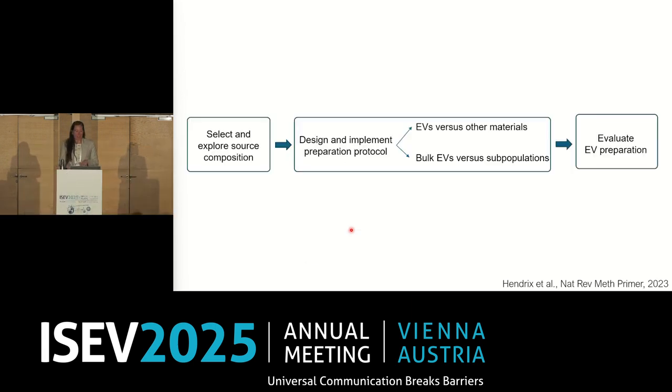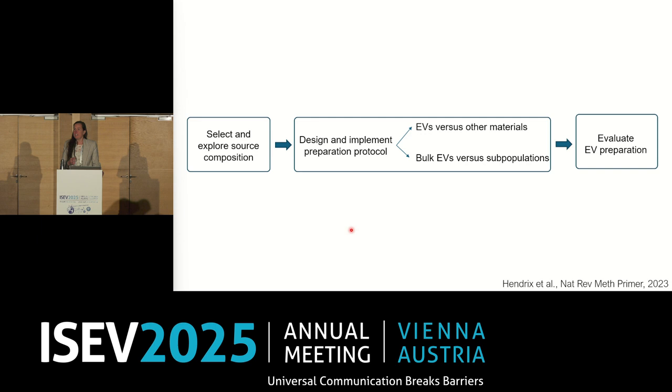Now, in general, when for your particular study goal it is important to prepare extracellular vesicles from a source, there is a particular decision cascade that can be ideal to implement. So first of all, it's important to select the type of source you want to work with, but also to explore the composition of the source, because this will be informative to design the preparation protocol that will allow you to separate extracellular vesicles from other materials that are also present in the source.